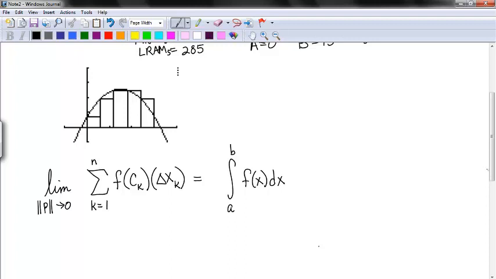We will go through some more of this, but this is the main formula for a definite integral. And the definite integral is the exact area underneath the curve from A to B.